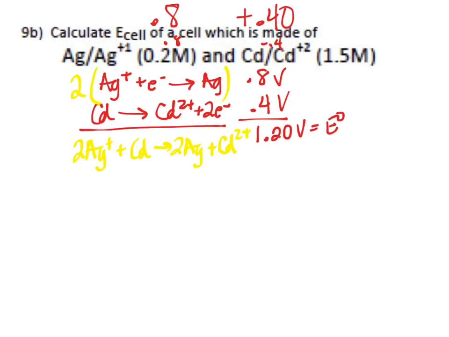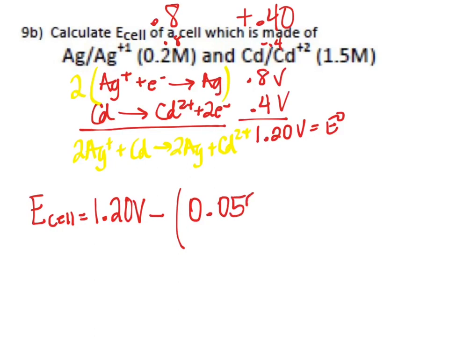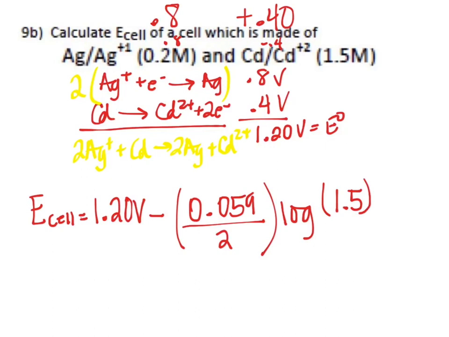And now we go and we do the Nernst equation. E cell is equal to E naught, which was 1.20 volts, minus 0.059 over, what's our number of electrons? 2, times the log of the concentration of our product, which is our Cd2+. So that is 1.5 to the first power over our 0.2 to the second power.